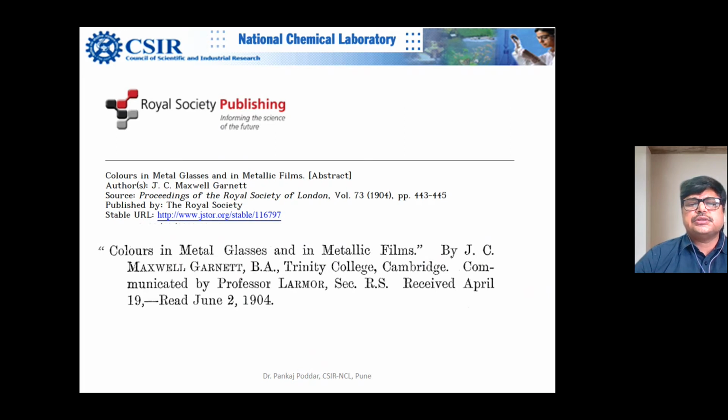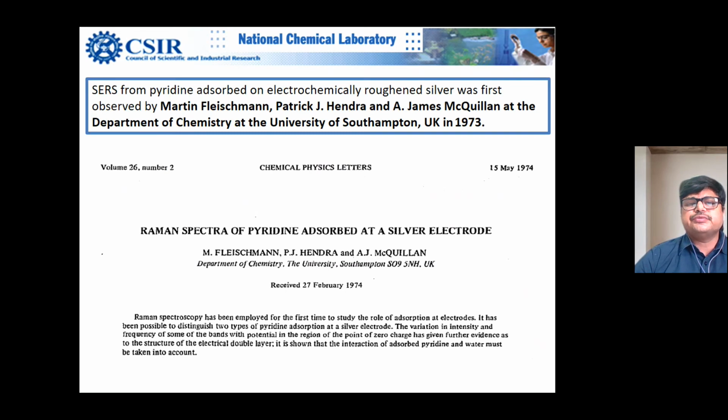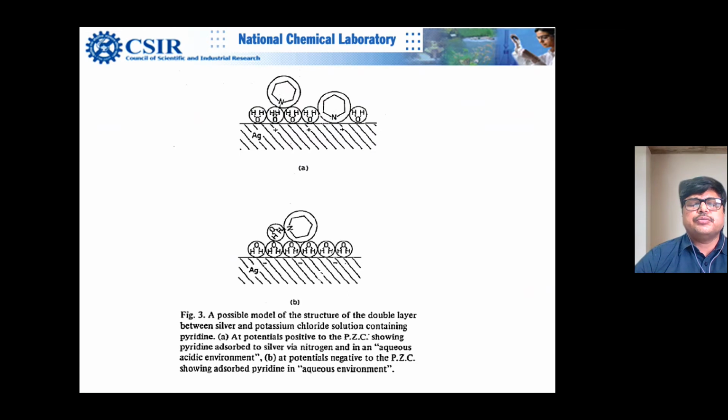So this was first seen in 1974. This paper got published on pyridine molecules adsorbed at silver electrodes. They saw an anomalous increase in the Raman intensities. It also matters actually. I will not go into detail, but at NCL I teach in detail that it depends upon how the molecule is sitting.